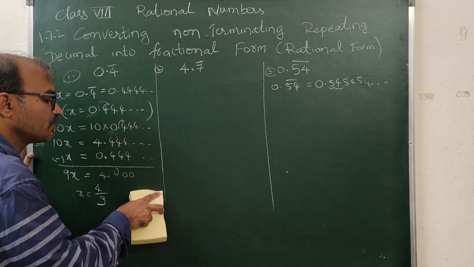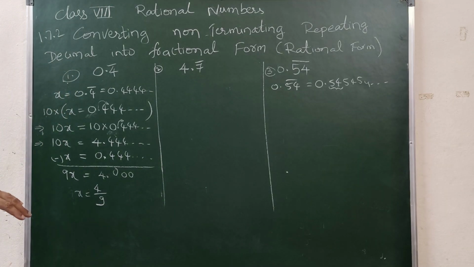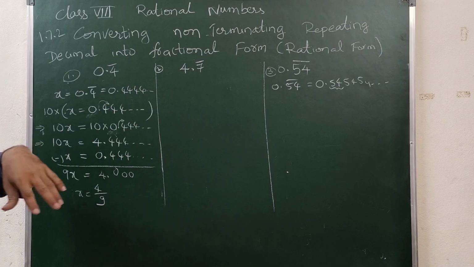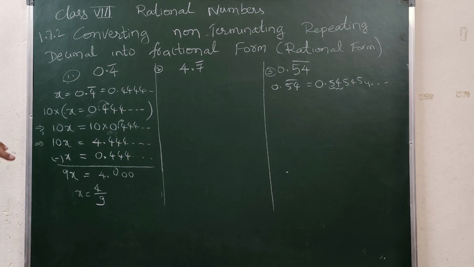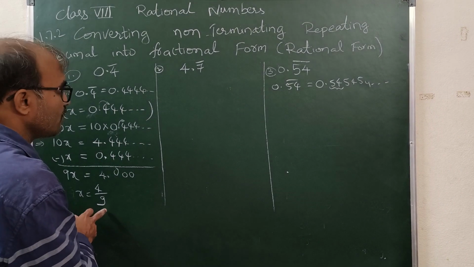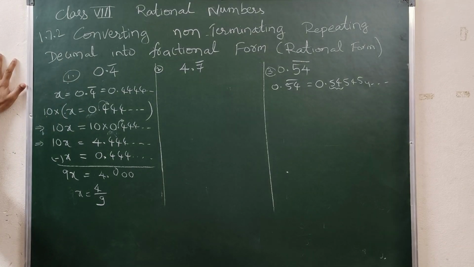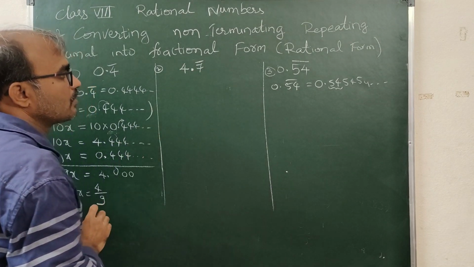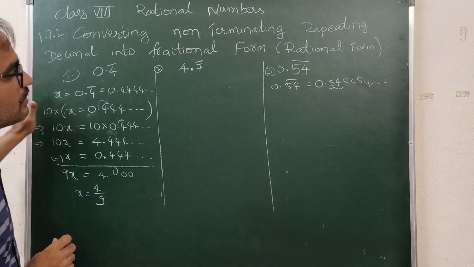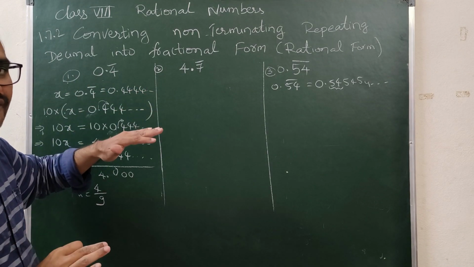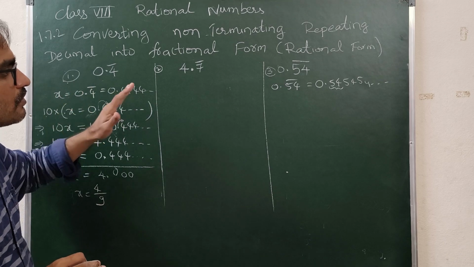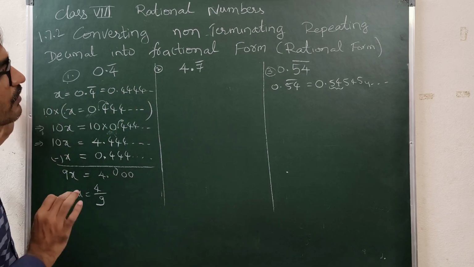0.999 is equal to 1, right? Now this we can simplify in an easier way by using this logic. So here it is: 4.7 bar. If you understand fractions and decimal numbers, solving the problem will be easy.